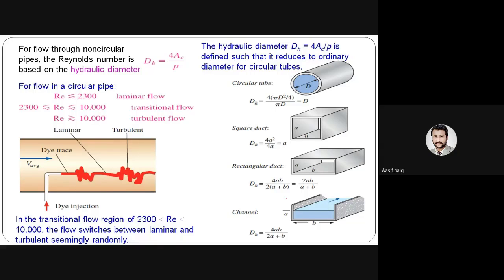So for flow in a circular pipe, if the Reynolds number is less than 2300, it is laminar flow, and if it is greater than 10,000, then it is turbulent flow. If it is in between 2300 and 10,000, then it is transition flow.